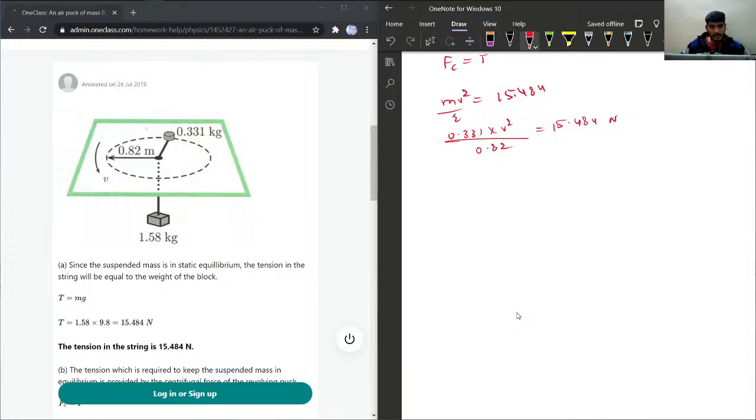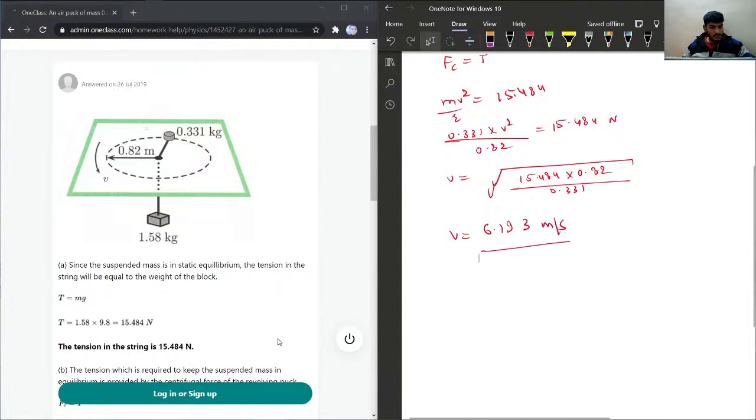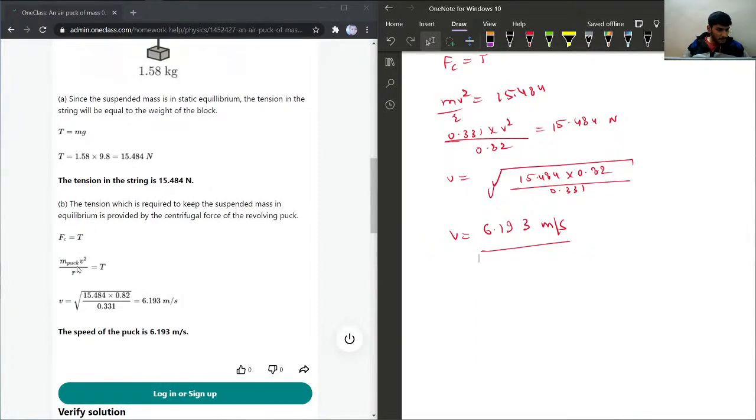15.484 newtons. So v will be under root of 15.484 into 0.82, multiplied by 2 divided by 0.331, then under root of the answer. So velocity is 6.193 meter per second. So let's check the velocity given. Mass of the plug, v square by r, so 6.193.